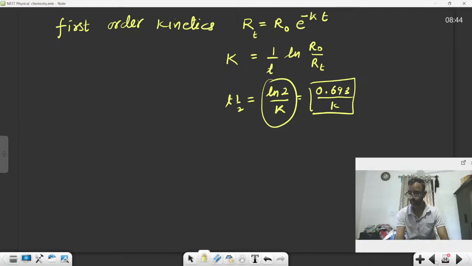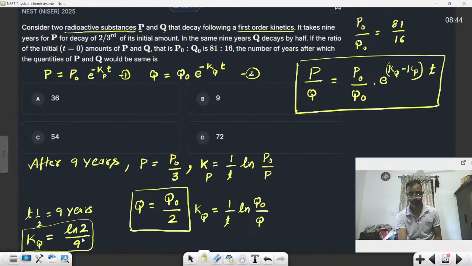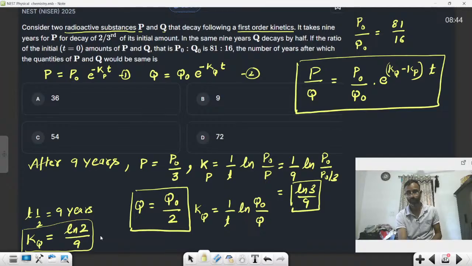So in this way, kq becomes natural log of 2 upon 9, and what is kp? 1 upon 9 into natural log of p naught divided by p naught by 3. That means it becomes natural log of 3 upon 9. So kq equal to natural log of 2 upon 9 and kp equal to natural log of 3 upon 9. Okay.